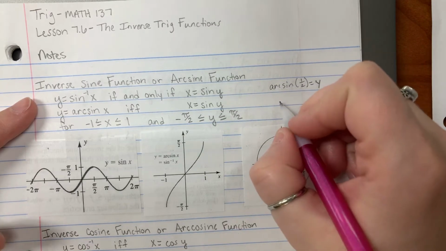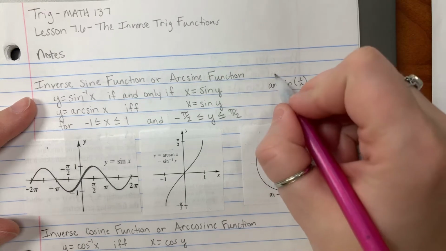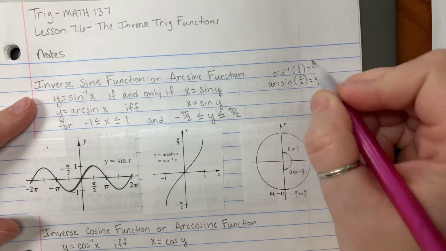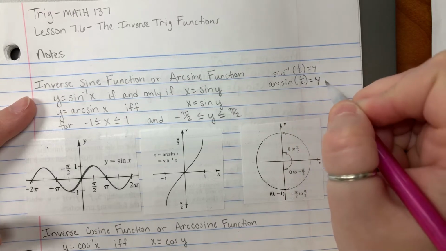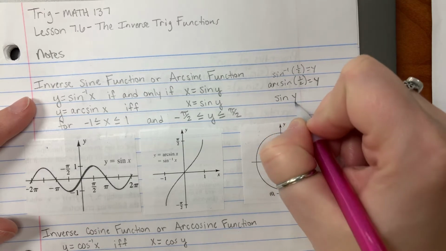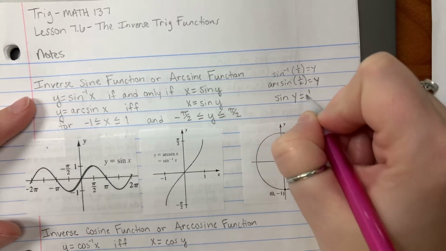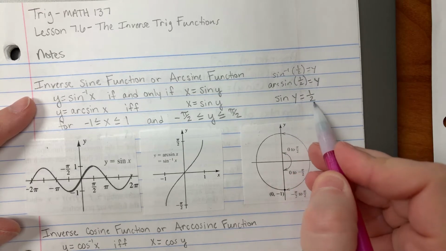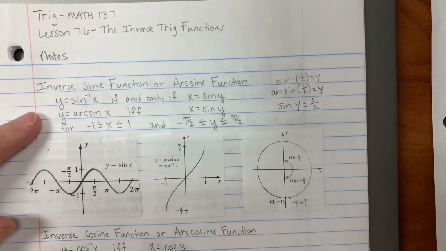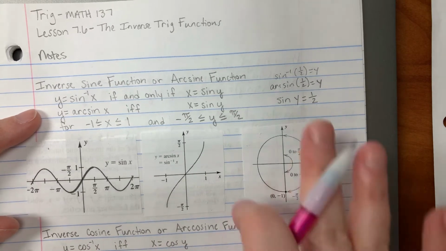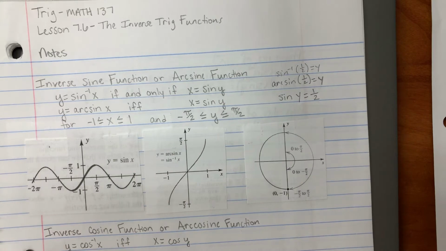So I could say, okay, first of all, this is the same thing as saying inverse sine of 1/2 equals y. These are the same statement. So this is the same thing as saying I'm going to find the sine of some angle, and that's going to equal 1/2. So the sine of what angle gives me 1/2 is what I'm looking at. So you're still looking at your unit circle like we normally would. So hopefully you can kind of get this backwards idea down.